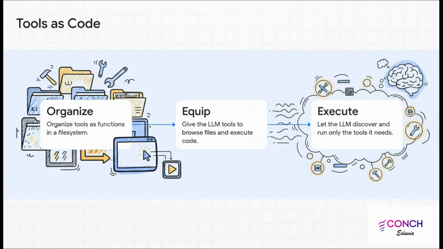First, you just organize all your tools as code functions in a file system. Then, and this is the magic trick, instead of giving the LLM all 20 tool definitions, you give it just 2: a tool to browse the files and a tool to execute code. And finally, you just let the LLM do its thing. It can now discover the tools, read their descriptions, and import only the specific ones it needs for the task at hand.